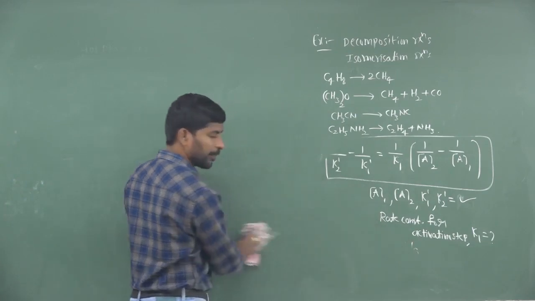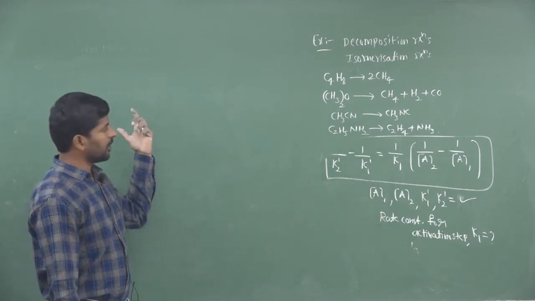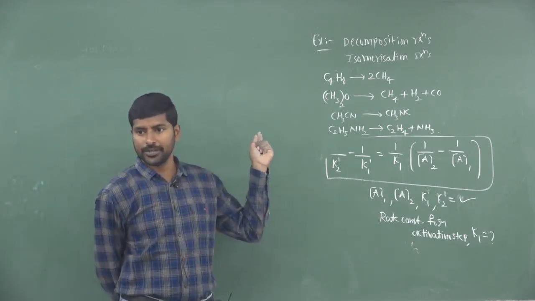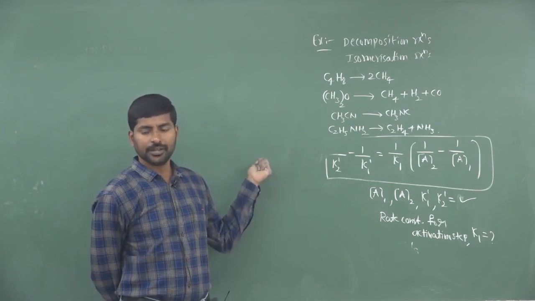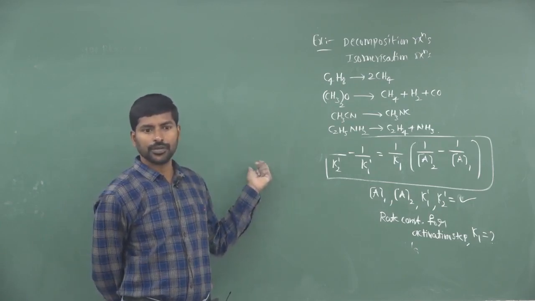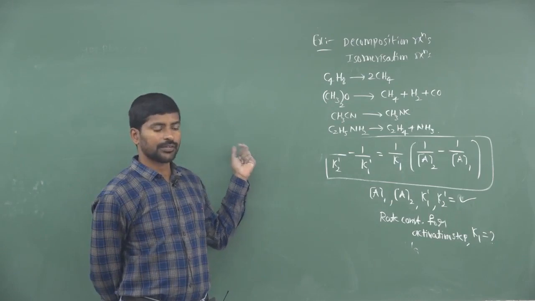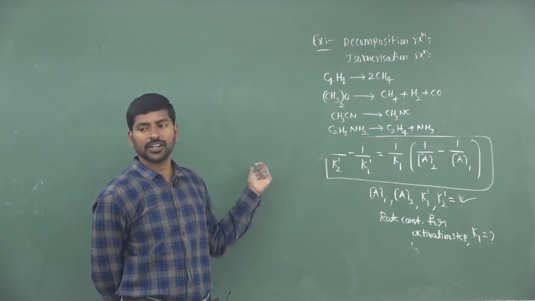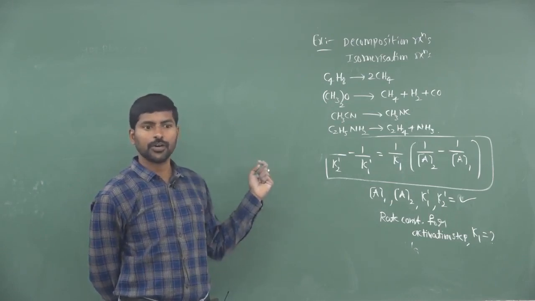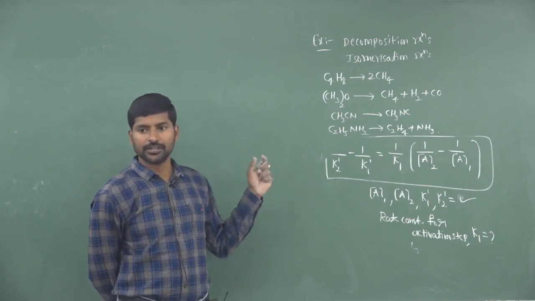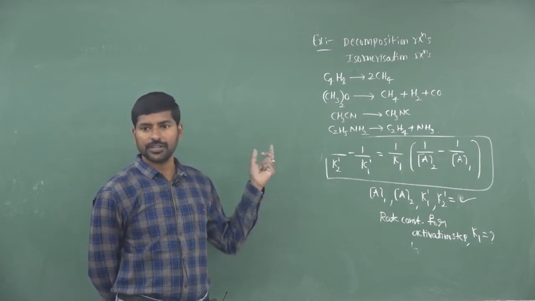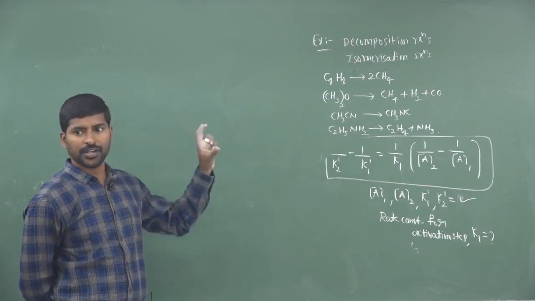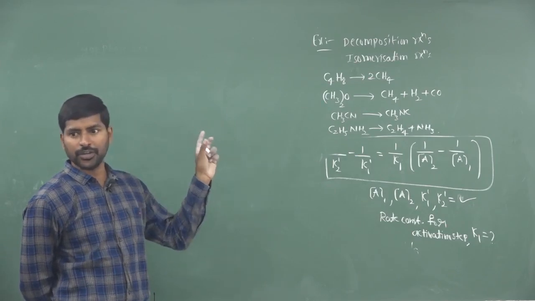Mainly you should remember these points. What is the concentration of the intermediate? What is the final rate equation? At high concentration it follows first order kinetics, and at low concentration it follows second order kinetics. Next, for first order kinetics, the rate of product formation or deactivation, that relation you have to verify.